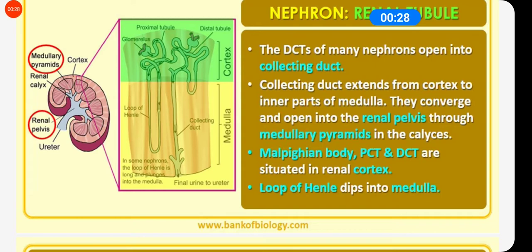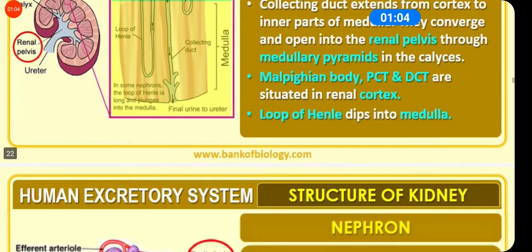You can see here the Bowman's capsule, proximal convoluted tubule, distal convoluted tubule, and a part of the collecting duct in the cortical region. The collecting duct extends from cortex to the medulla and then opens into the renal pelvis through the medullary pyramids in the calyces. Malpighian body, proximal convoluted tubule and distal convoluted tubule are in the renal cortex, and the loop of Henle is in the medullary region. You can see from here.